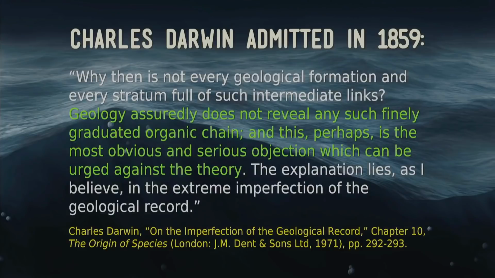It's interesting to see what they actually say, the secular scientists. Here was Charles Darwin in 1859. In his book, On the Origin of Species, this is what he said in his chapter 10. Why then is not every geological formation and every stratum full of such intermediate links? Geology assuredly does not reveal any such finely graduated organic chain, and this perhaps is the most obvious and serious objection which can be urged against the theory.